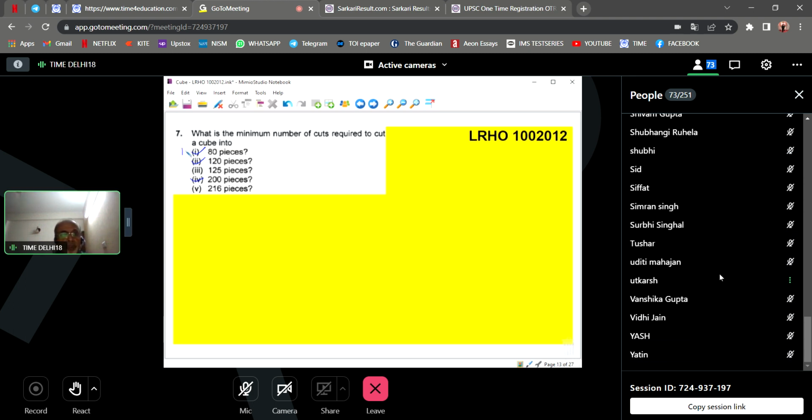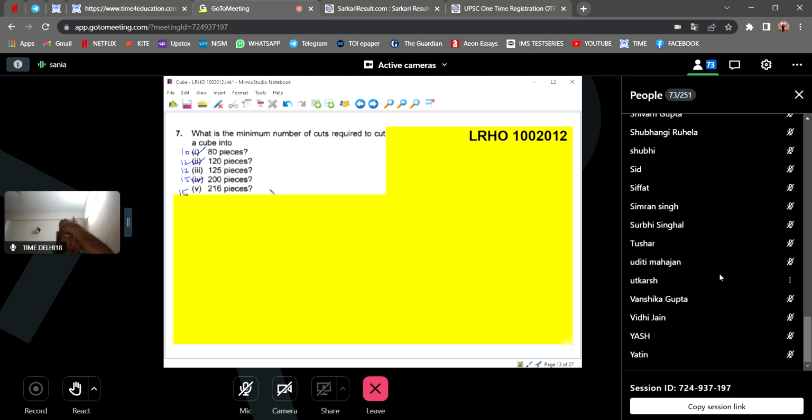First one, 10 pieces. Second one, 12 pieces. Fourth one is 15 pieces. Sorry, 10 cuts, 12 cuts, and 15 cuts. For the third also, it is 12 cuts. And for fifth, 15 cuts. I hope that is fine.